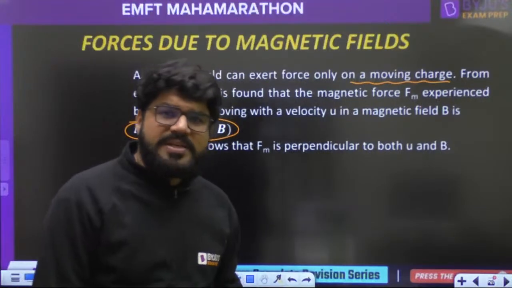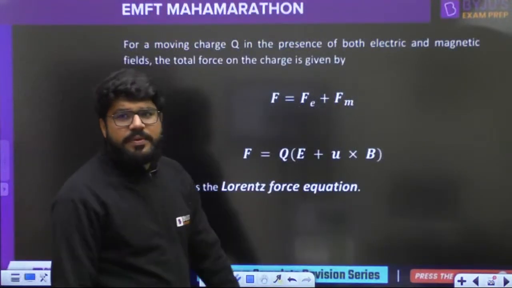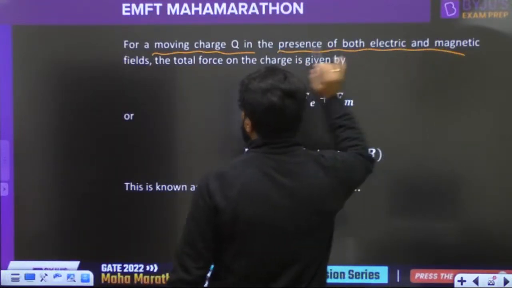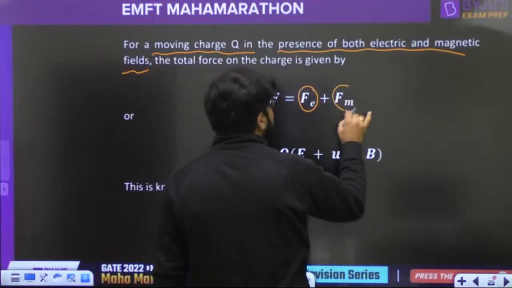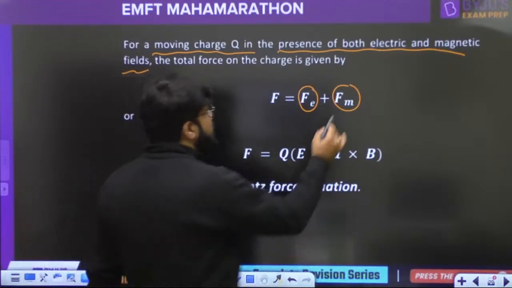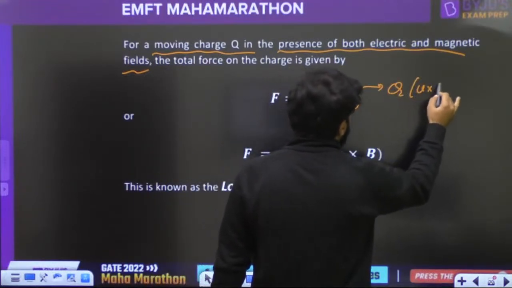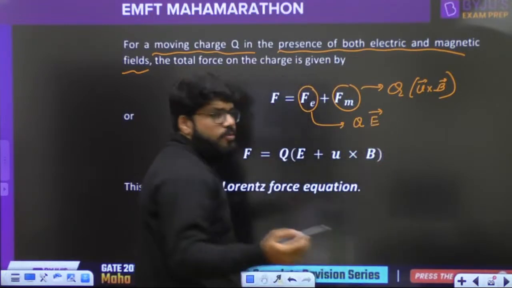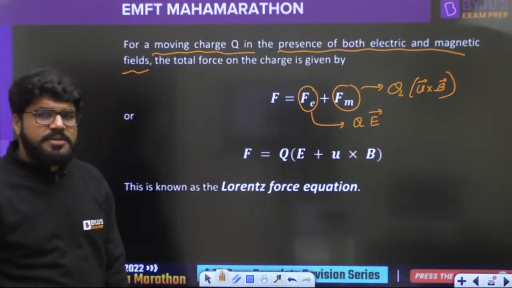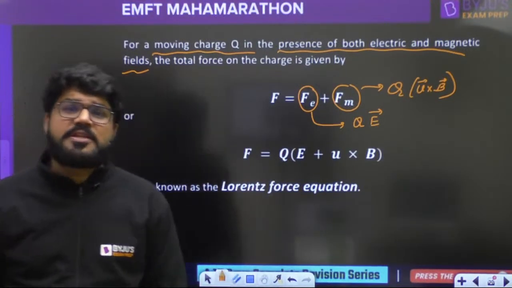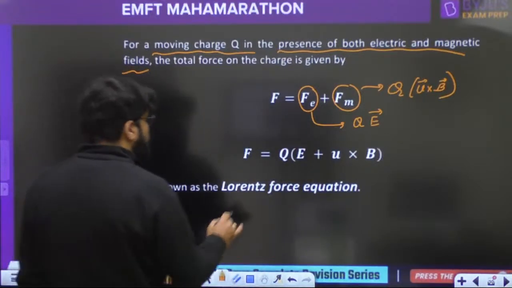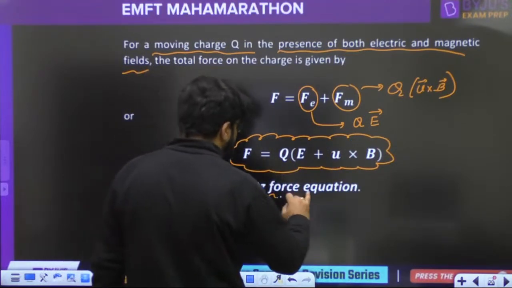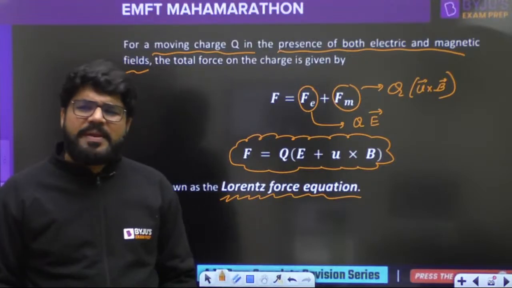Let me tell you the final force equation in that case. The final force equation experienced by a moving charge in the presence of both electric and magnetic fields will be given by Fe plus Fm. What is the Fe? Coulomb's law. Fm, just now I told you, is Q into U cross B. And Fe, by Coulomb's law, is Q into E. Yesterday we studied the electrostatic force of attraction or repulsion. Adding both, if there is a moving particle in the presence of both electric and magnetic fields, then the net force is given by Q, taking common, E plus U cross B, and that is simply known as the Lorentz force equation. So if there is a simple question, you can easily solve it.